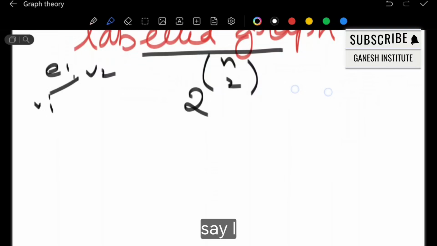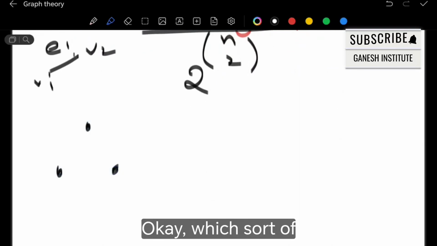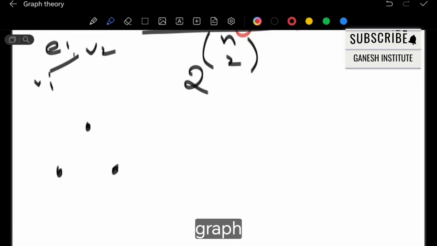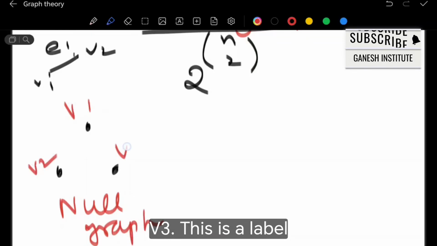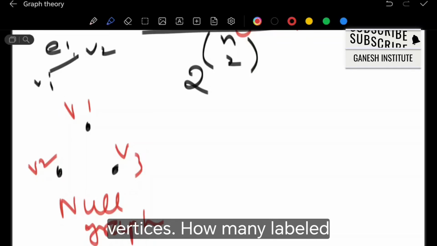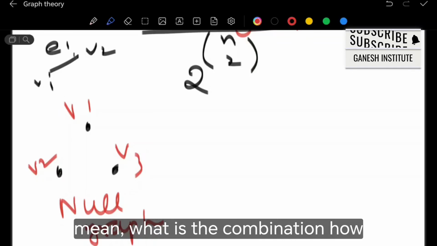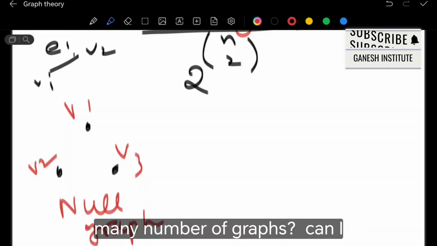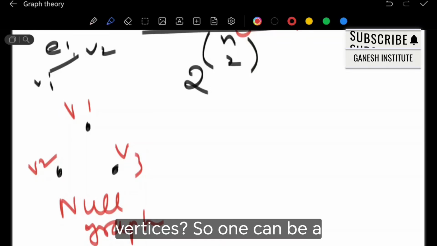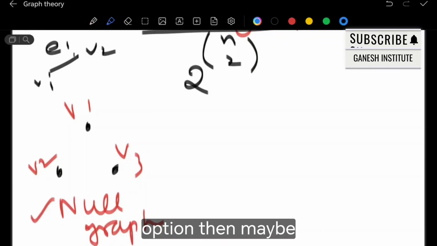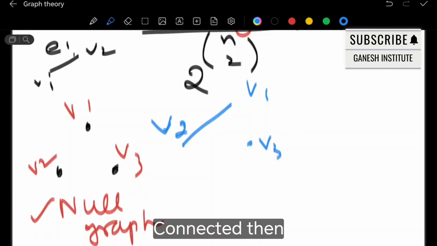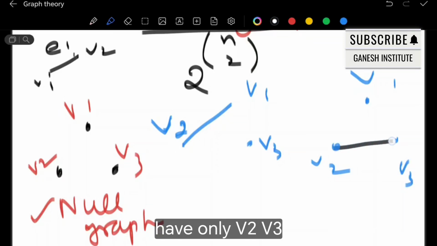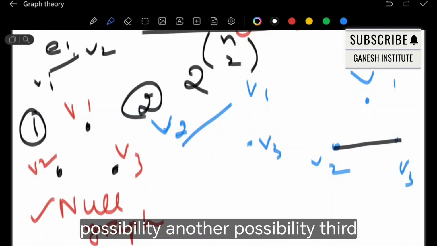Let's say I have 3 vertices. Which sort of graph is it at the moment? A null graph. From these 3 vertices, V1, V2, V3, a labeled graph, how many labeled graphs can I make? One can be a null graph. Then maybe I can have only one edge between V1 and V2, and V3 is not connected. Then maybe only V2 and V3 connected. So this is one possibility, another possibility, third possibility.